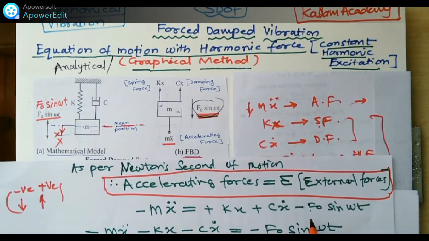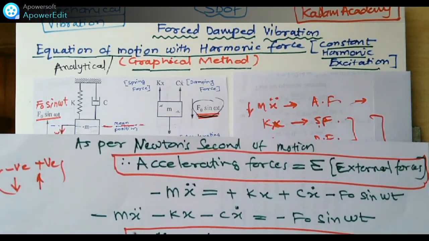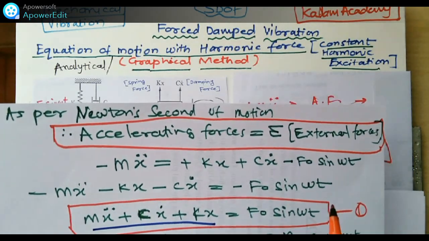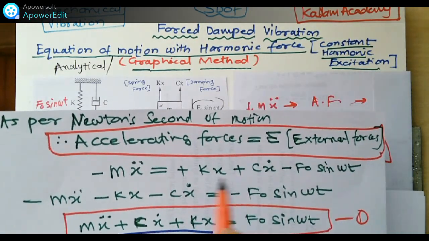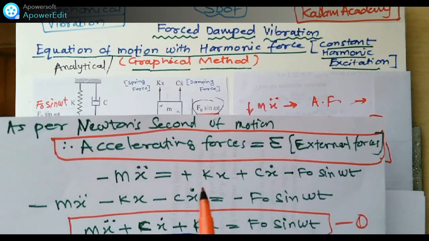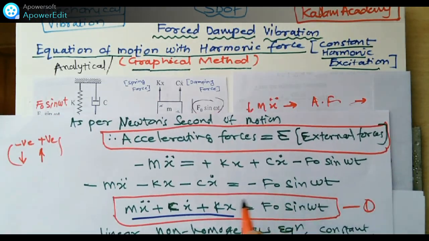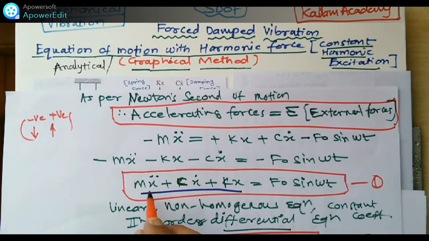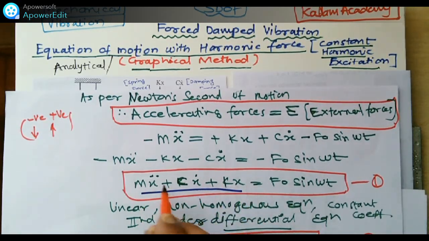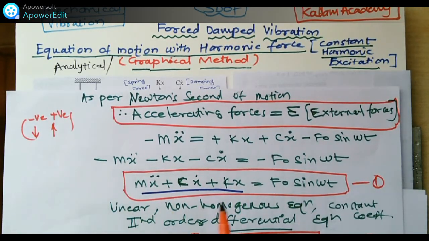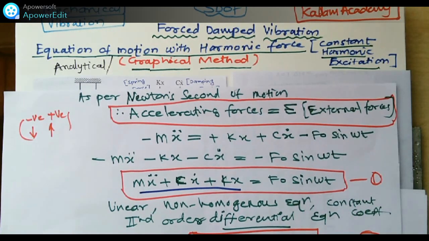Rearranging this equation, we have written it again like this. We have separated the forces, keeping the Fo sin omega t on the right hand side and the rest on the left hand side. So this equation has two parts, left hand side and right hand side. This is equation number 1.